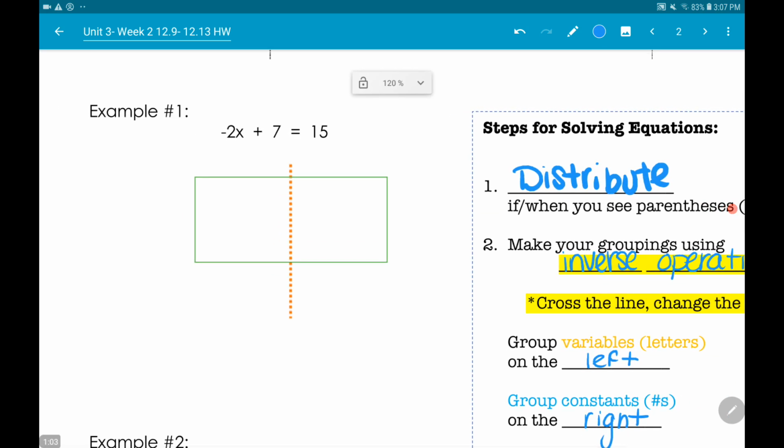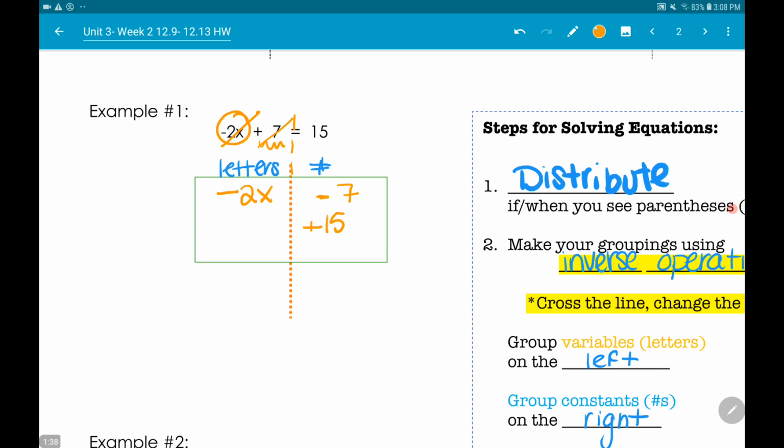All right, let's do example number 1. So I have no parentheses, so I do not need to distribute. So I'm going to do my variables on the left, numbers on the right. So what variables do I see? I see my first variable is a negative 2x. It is on this side, so I'm just going to go ahead and bring that down. My next is a number. I am going to cross the line, so it's going to go from a positive to a negative. And then 15, it is on the same side, so it stays the same.